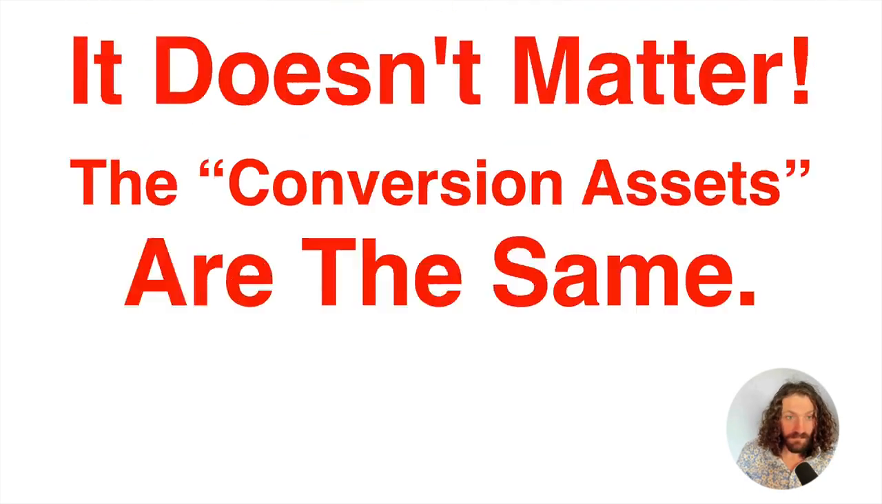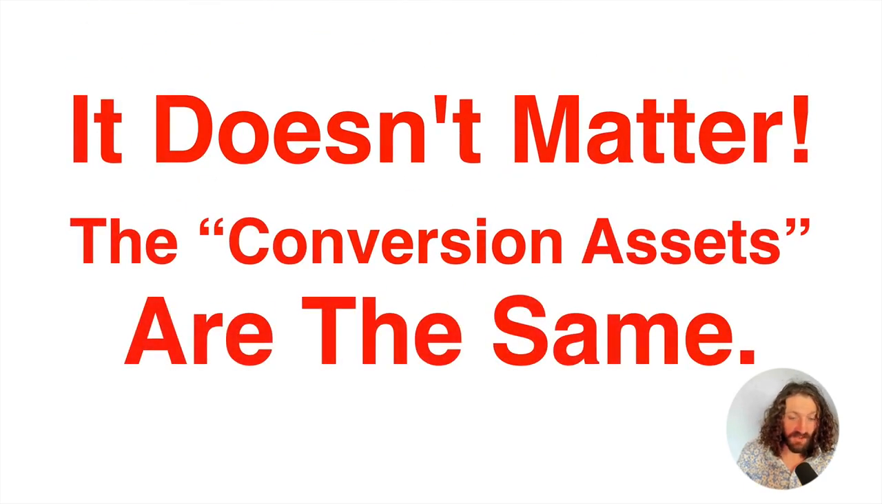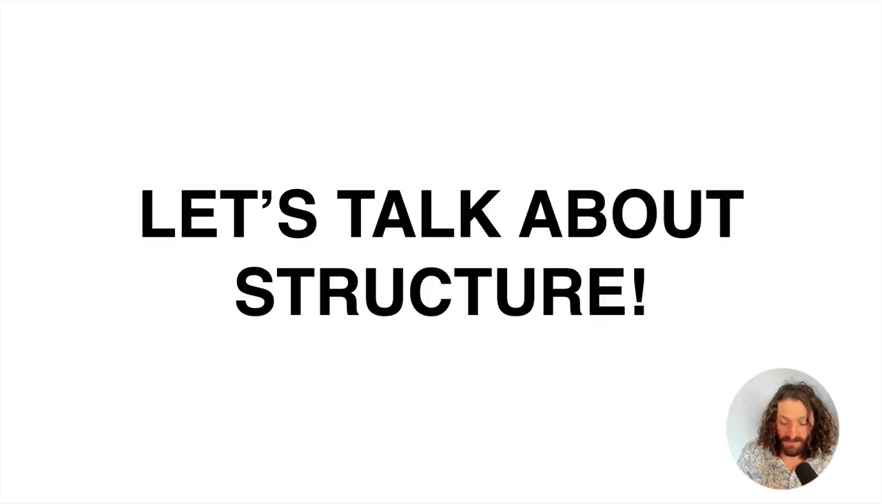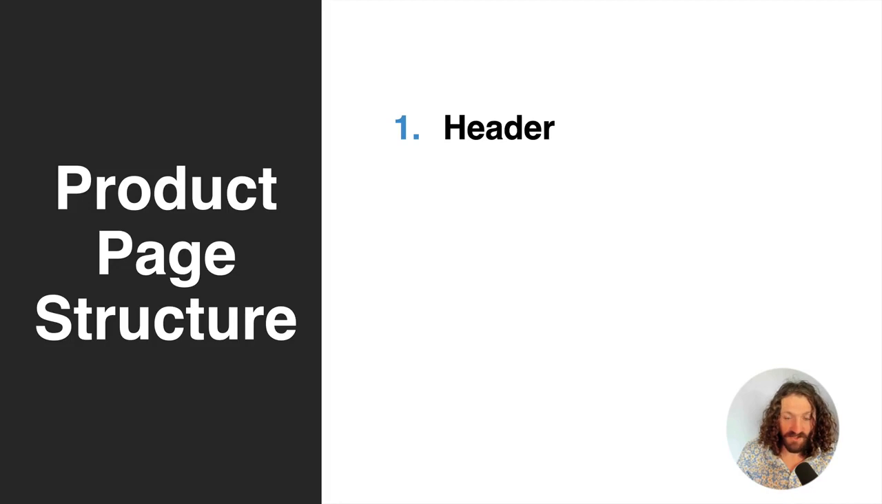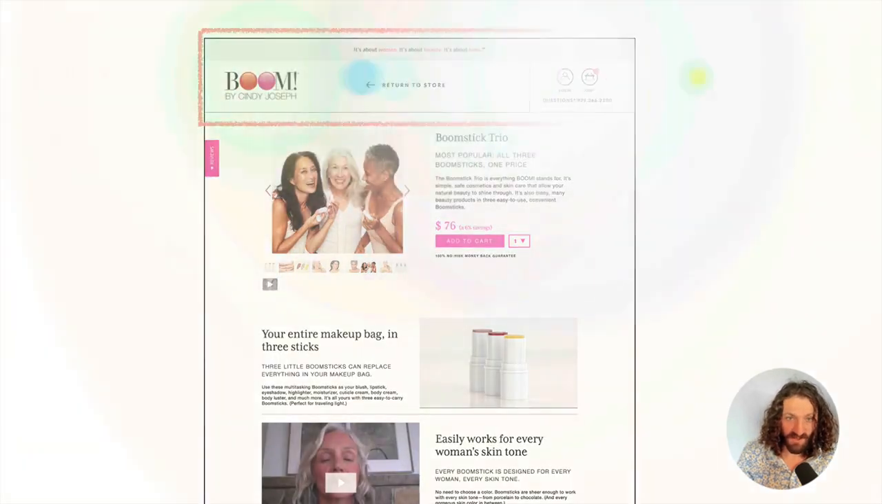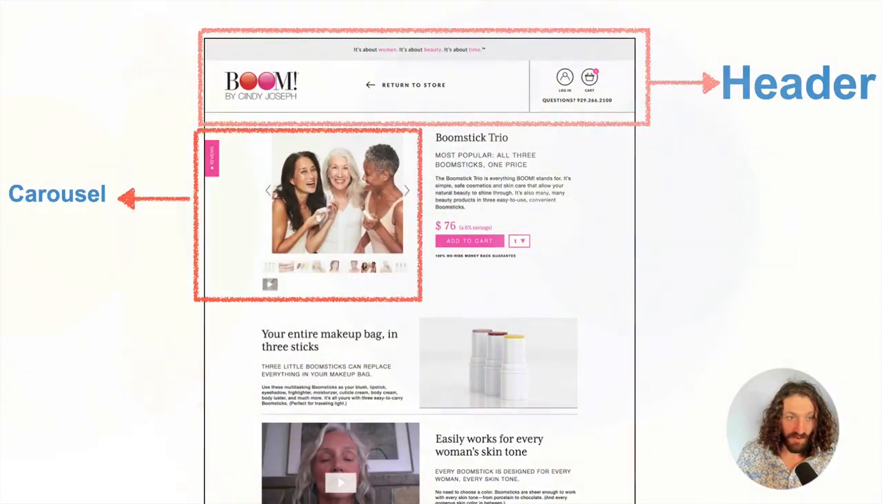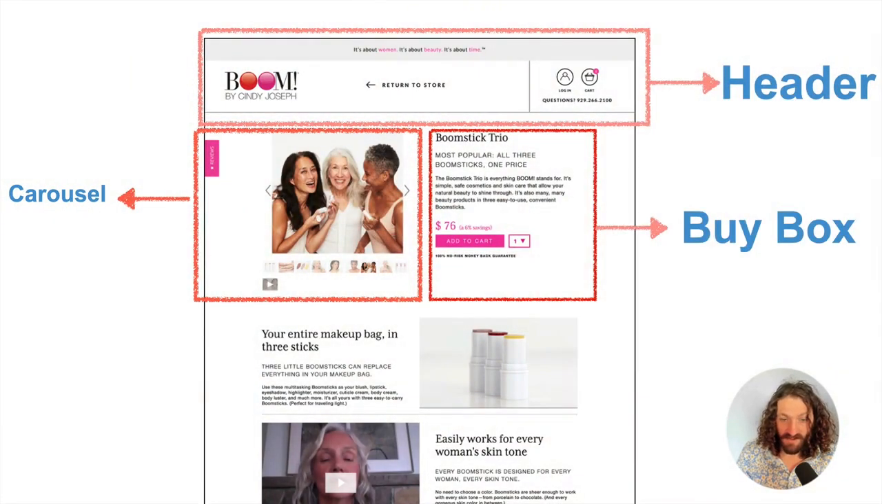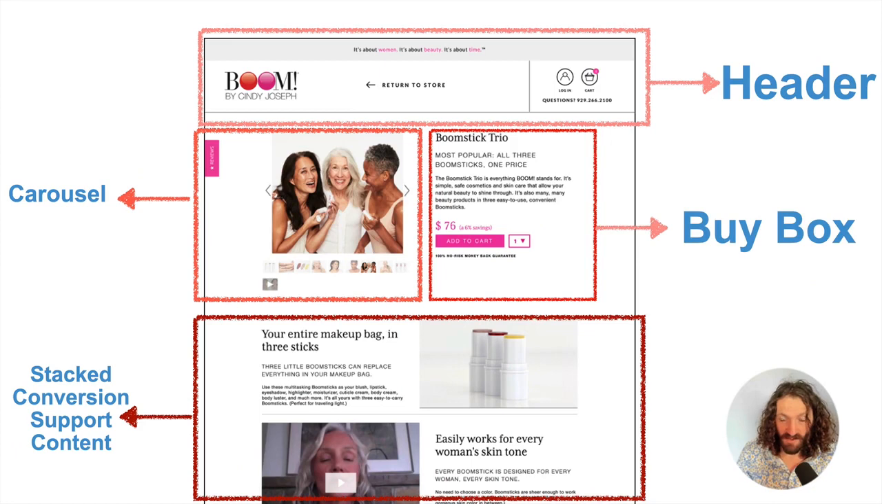So which one is better? Well, it doesn't really matter as long as the conversion assets are the same. I've got a theory, and first I'll talk to you about structure. Your product page structure is header, carousel, buy box, stacked conversion support content. No matter what your product offer page is, you're going to have these elements. You're going to have to optimize these elements.